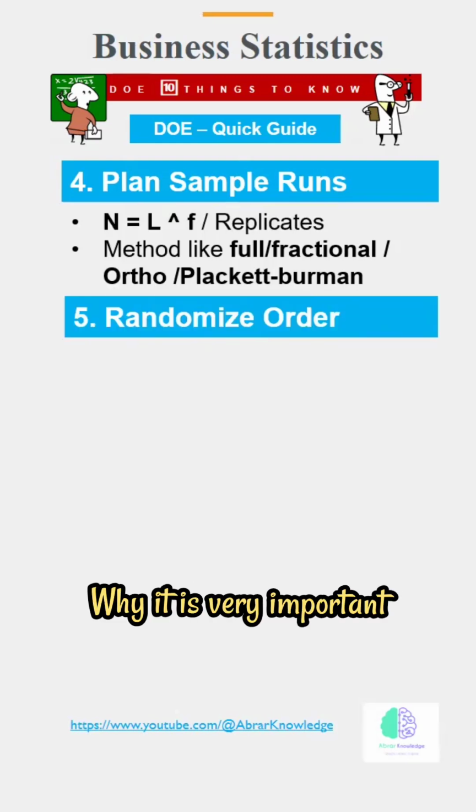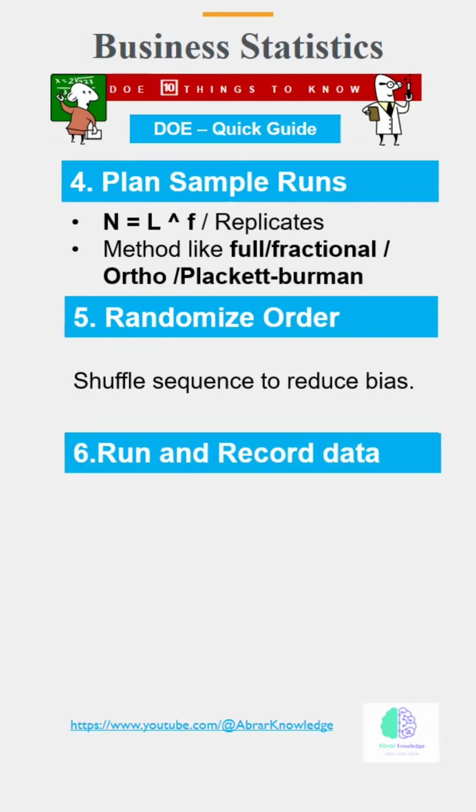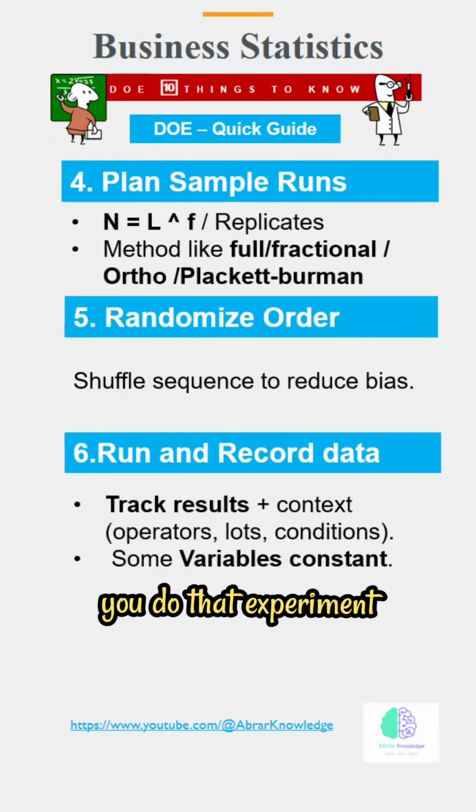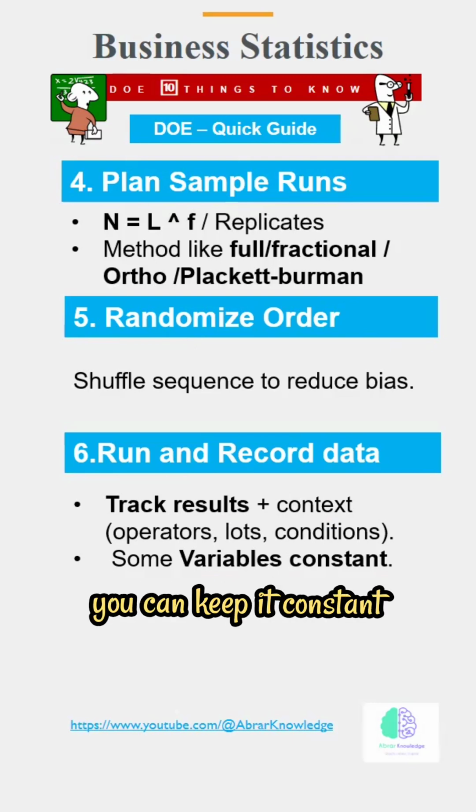Why is it very important? So that you shuffle the sequence to reduce bias. Sixth one is run and record data. So each time when you do that experiment, track the result, what context, what settings. For example, you may shift the operator, lots, conditions, and so on. And some variables, you can keep constant.